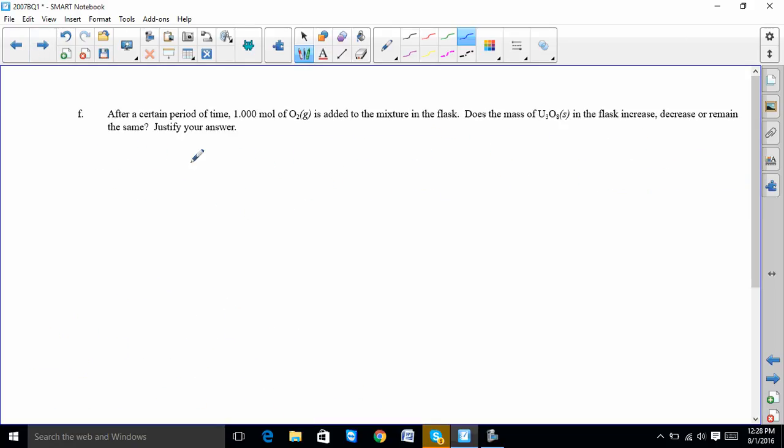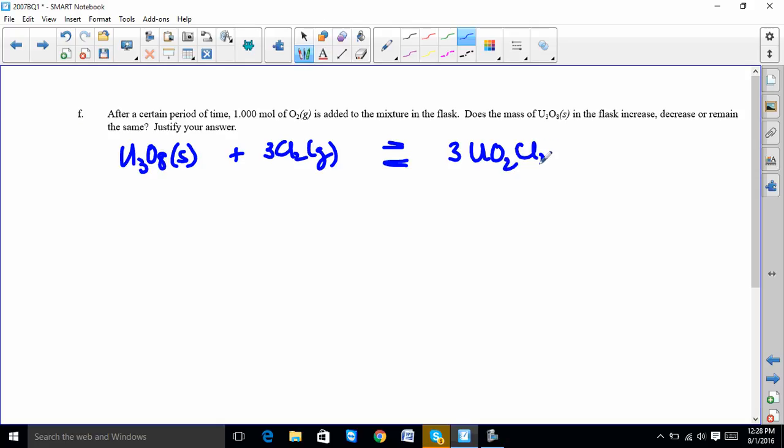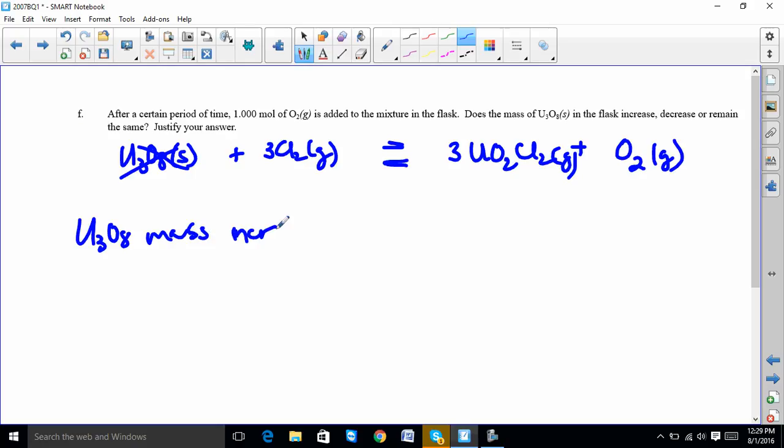All right, last one. Okay, interesting. Let's go back to the equation again. U3O8 solid plus 3Cl2 gas goes to 3UO2Cl2 plus O2 gas. Okay, remember now solids. And so here's the deal. Does the mass of the U3O8 in the solid increase, decrease, or remain the same? U3O8 mass increases.